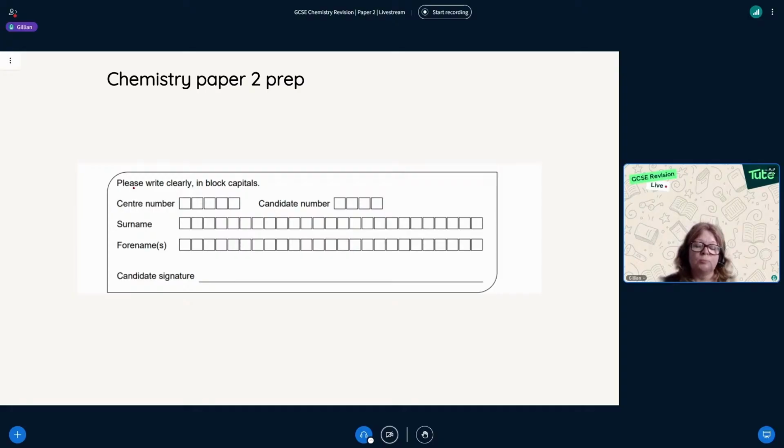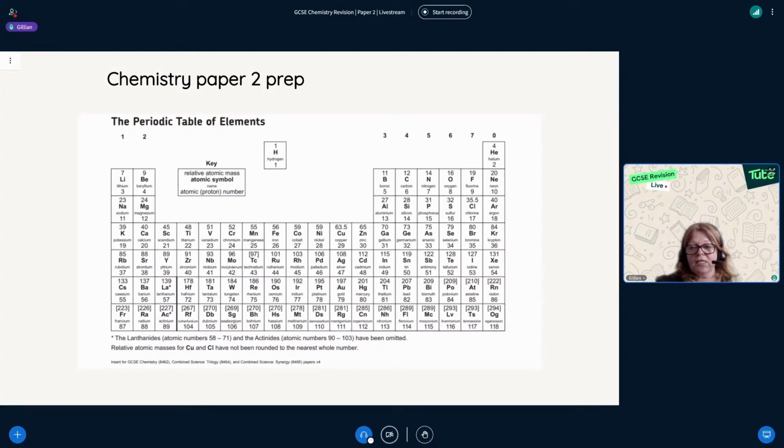The centre number should be on the board at the front of the exam hall or the room that you're in. You should know your candidate number. It should be on a little card that's on your desk. And obviously, please, your surname, your forenames, and your candidate signature. Okay, and again, the most important thing, please make sure you've got your periodic table as well.